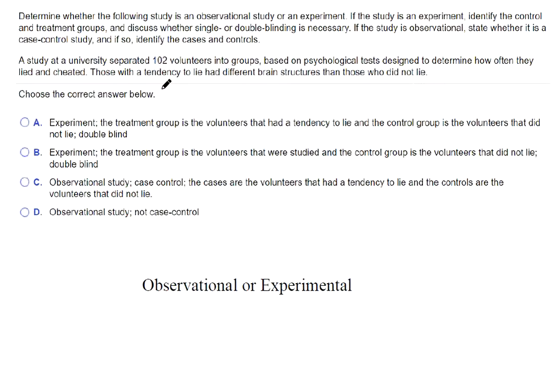They're not making them lie. They're not making them cheat, right? They're just observing that it appears that they've lied and they cheated, and they put them into a group. So this is an observational study. They're not changing the variables. They're just looking at the variables.